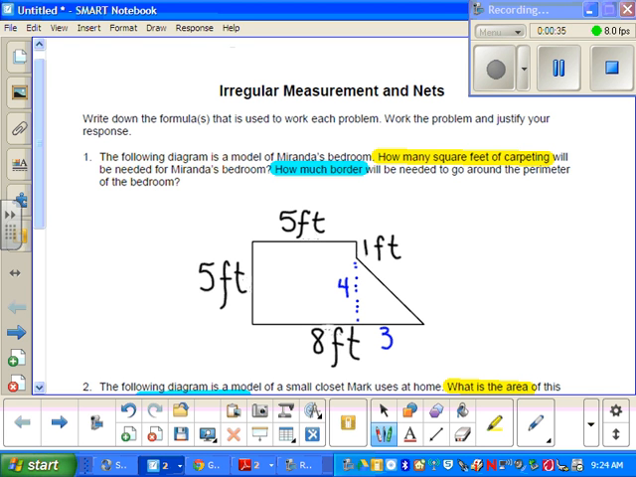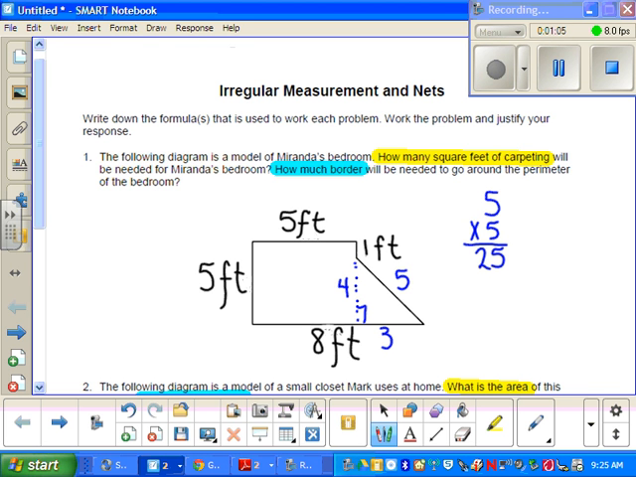So now, if I find the perimeter, the area, or whatever it's asking for of this shape, I can add those two together. So in Miranda's bedroom here, we want to find out how many square feet of carpeting. Well, that's my clue word to know that I'm going to have to find area if I'm doing carpeting. And then it also wants to know how much border will be needed to go around the perimeter. So that means I need to find the perimeter as well.